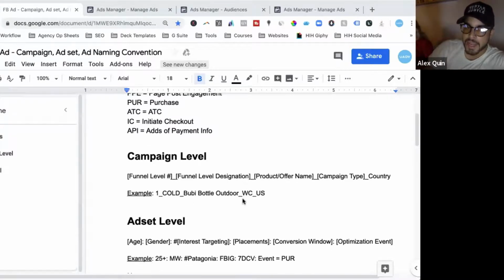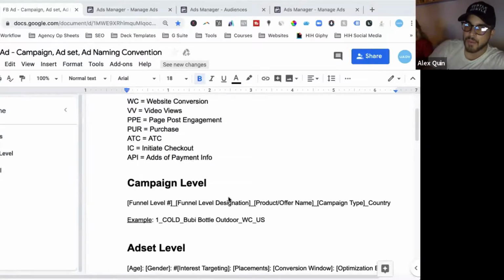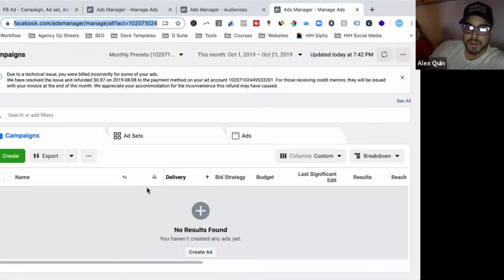So this campaign is funnel level 1 to cold audiences. This is the product that we're offering. We're going to have our naming conventions over here, which are going to guide us and tell us that this is going to be website conversion run in the United States. In any other specific case, you could also do 1 Cold Booby Bottle Outdoor VV US. That means video views, which is what we would probably want to get started with here, since we're starting a new ad.